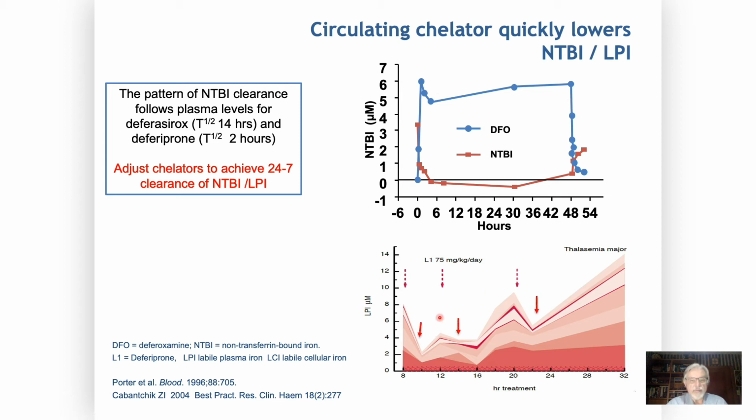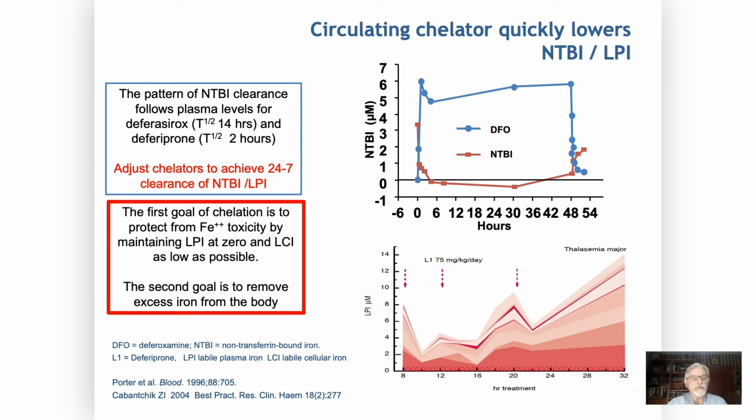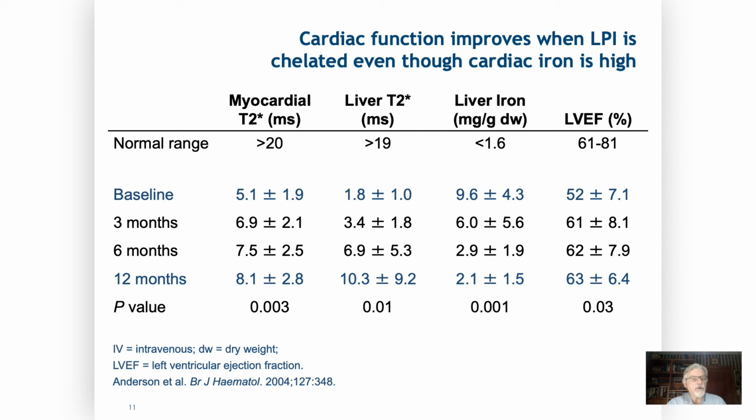If we look down here in the bottom panel, this is just a different chelator that you give 3 times a day, the Ferriprox, and you can see you give the chelator here and the NTBI levels drop. You give the chelator here, and then at the peak of the chelator, the levels drop. So the pattern of clearance of toxic iron is really related to the plasma level of chelators. The first goal of chelation is to protect against oxidant damage. The secondary goal is to remove the iron from the body.